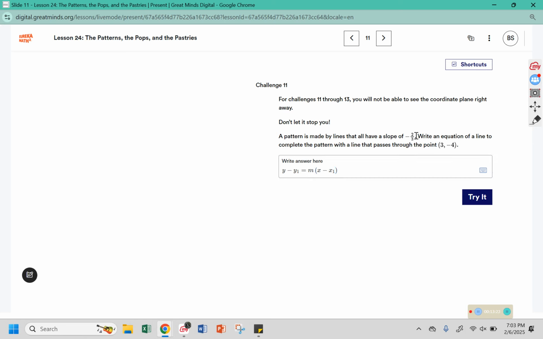The slope of negative 2/3 replaces the m, and it should go through the point 3, which is the x value, negative 4, which is this y value. If you're subtracting a negative, you can change that to plus.